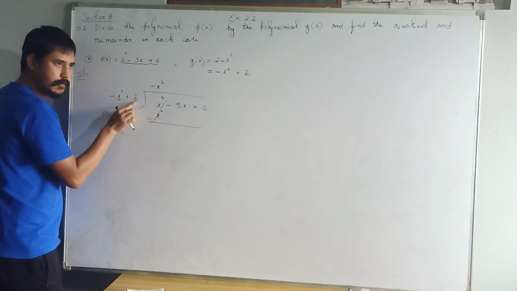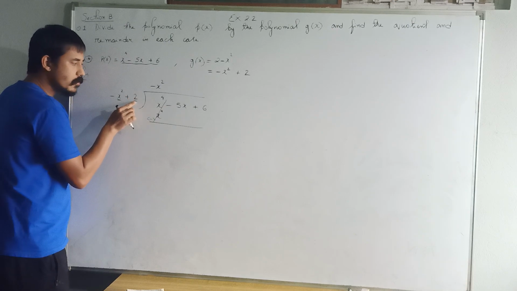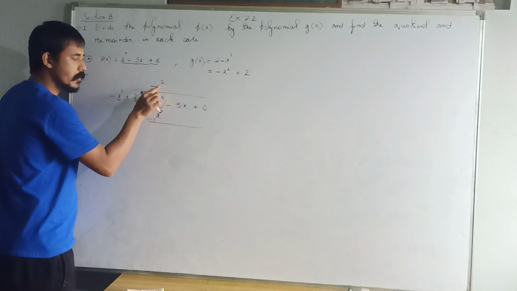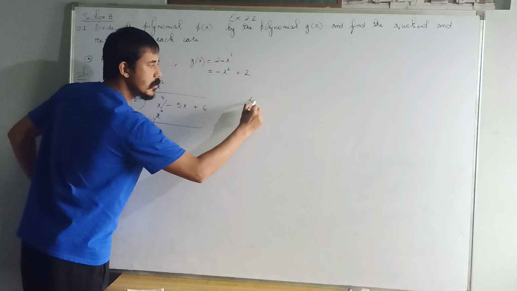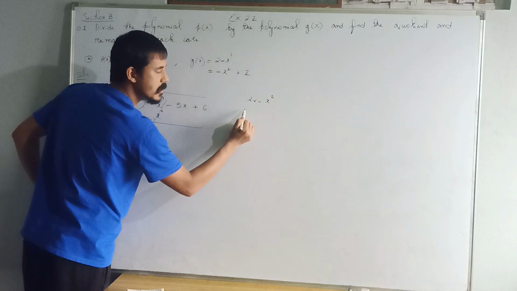Now, we'll multiply by the remaining term. This term is positive. So, 2 times minus x squared. What does it give you?